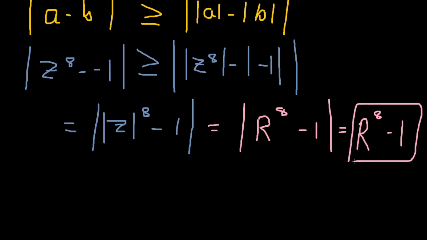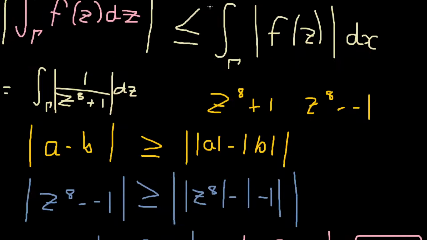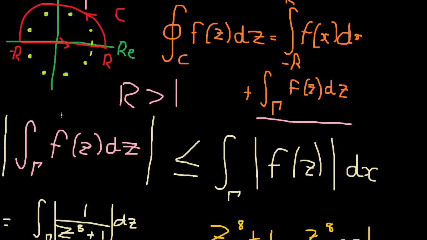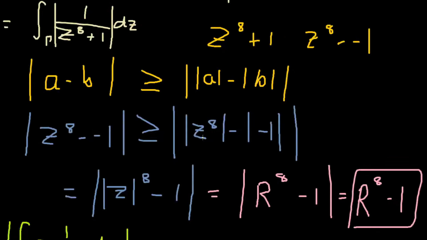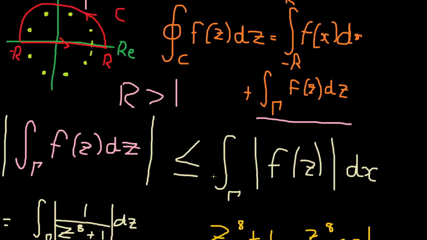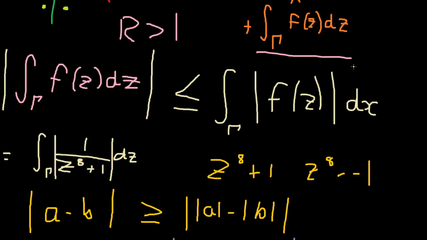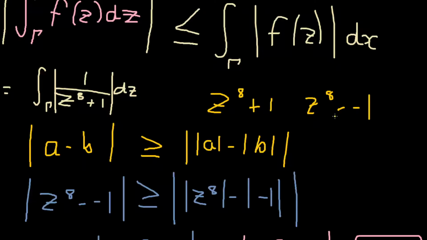Okay, so we get that the original statement, that the absolute value of the integral over gamma of 1 over z to the 8th power plus 1 dz, is less than or equal to the integral of this absolute value of f of z.